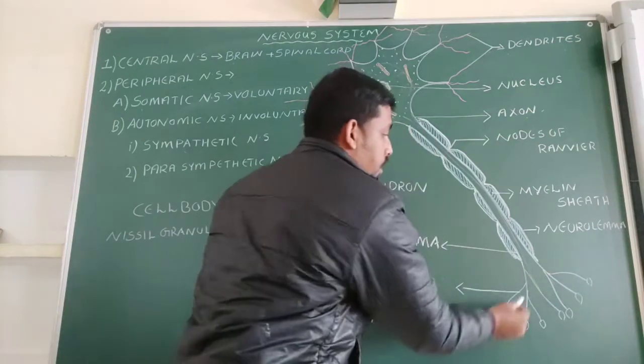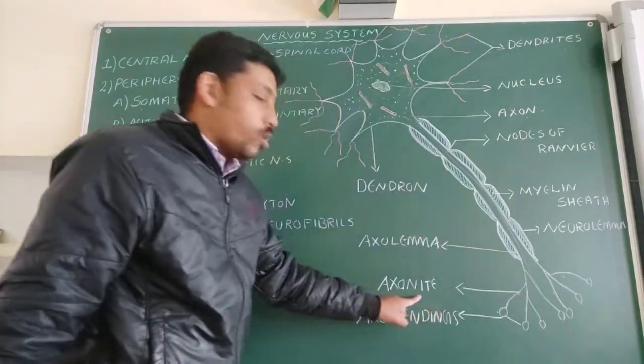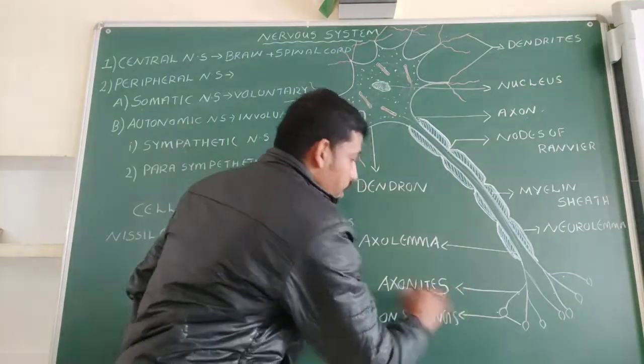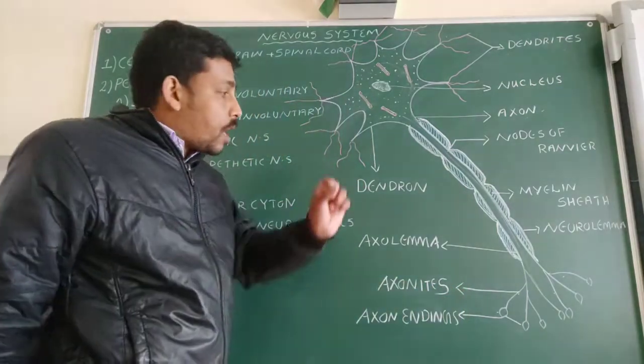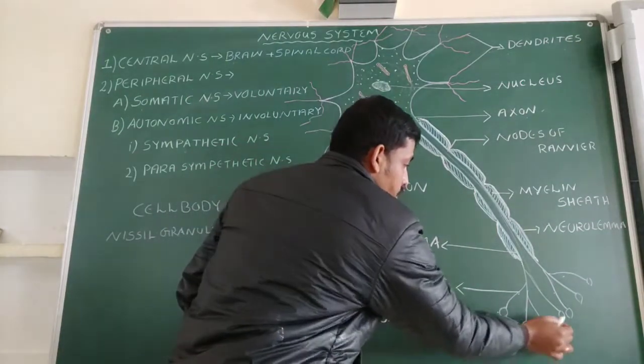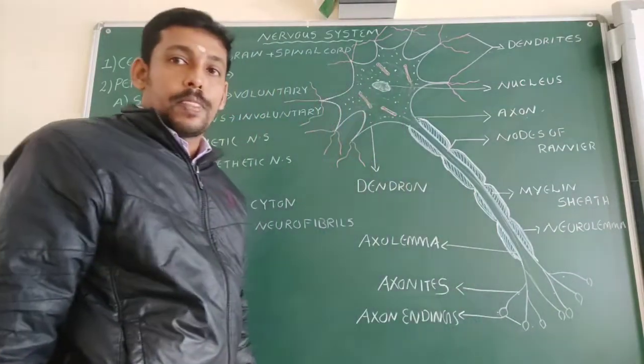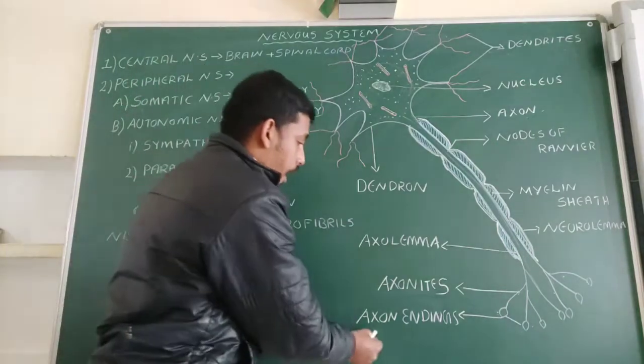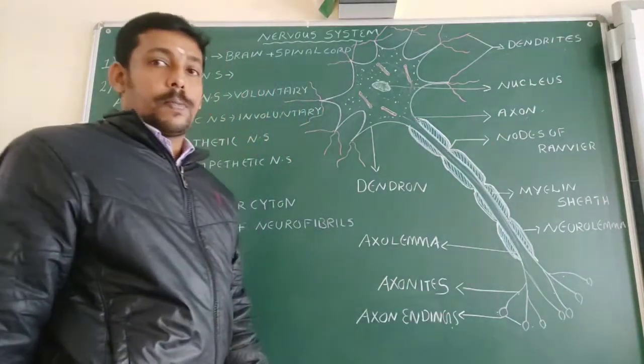These are the branches. These branches are known as the axonites. And each of these axonites also ends in a rounded structure. The rounded structure is known as the axon endings.